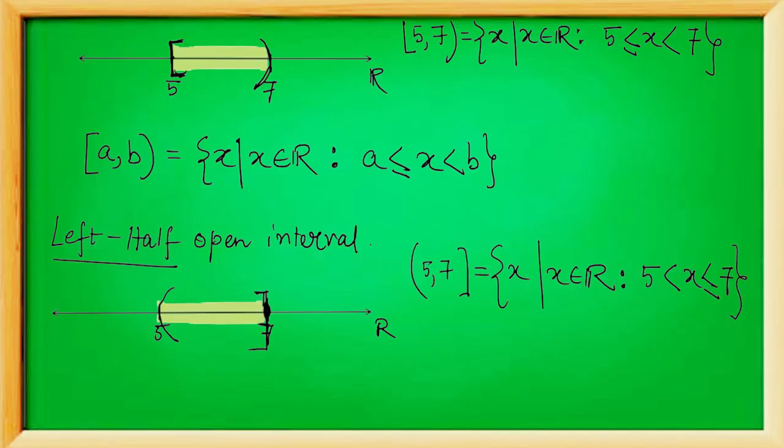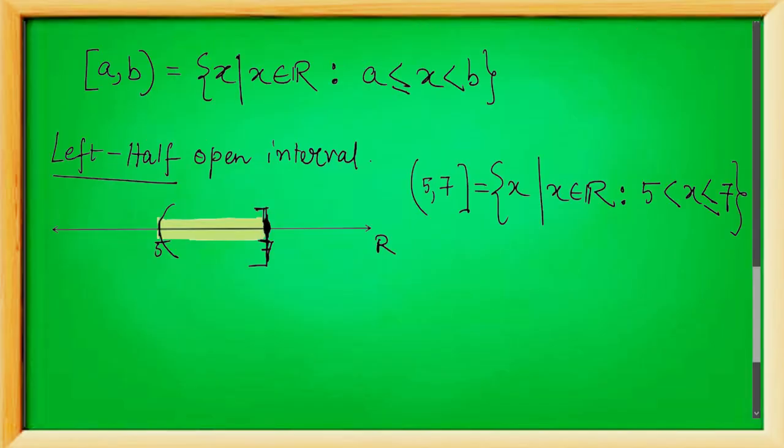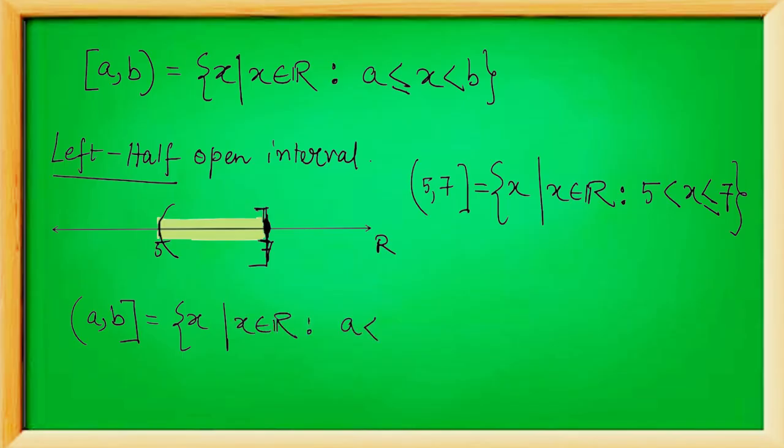Right end is closed, so the door, the b cannot move out. Left door is open, a can move out. So we have x such that x belongs to the set of R. That means x is a real number. x is greater than a. We have a strict inequality here, but it is less than or equal to b.